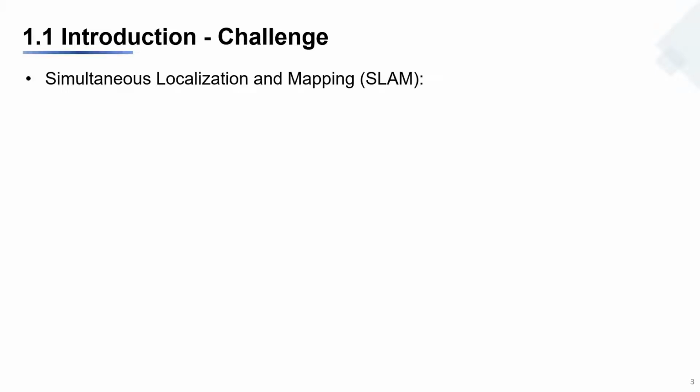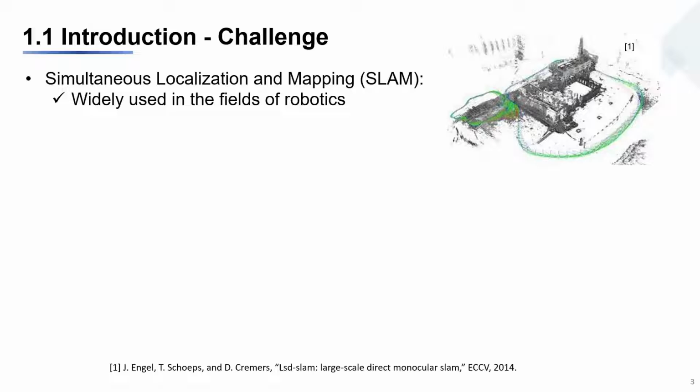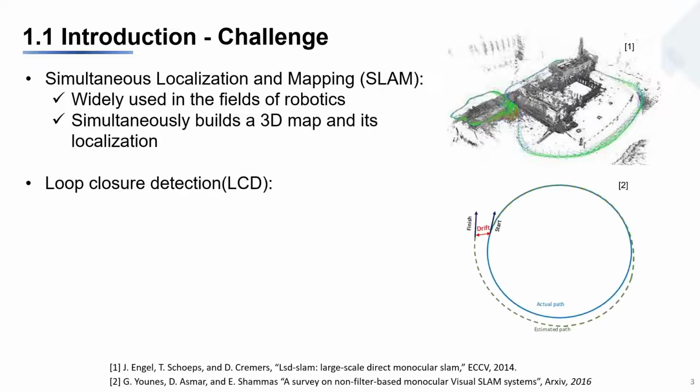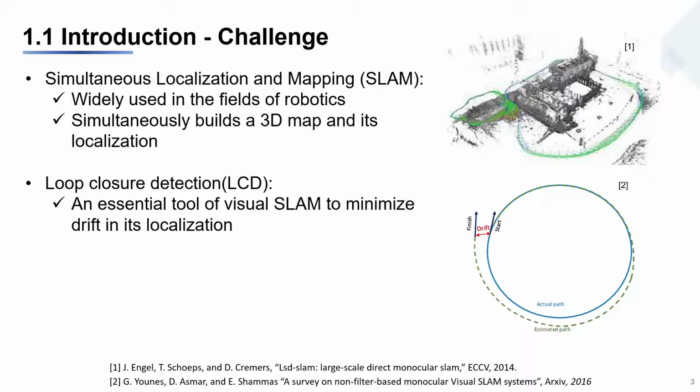Simultaneous localization and mapping has been widely used in the field of robotics for simultaneously building a 3D map and finding its localization. Since Visual SLAM relies on visual features alone, it continuously accumulates small drift in its localization, and an accumulation of this small drift can cause a large drift by the end of its trajectory. Loop closure detection is the process of detecting whether a device has returned to a previously visited location, and it's an essential tool of Visual SLAM to minimize drift in its localization.